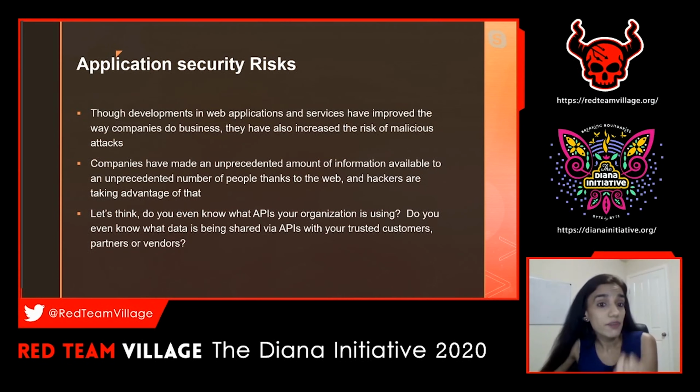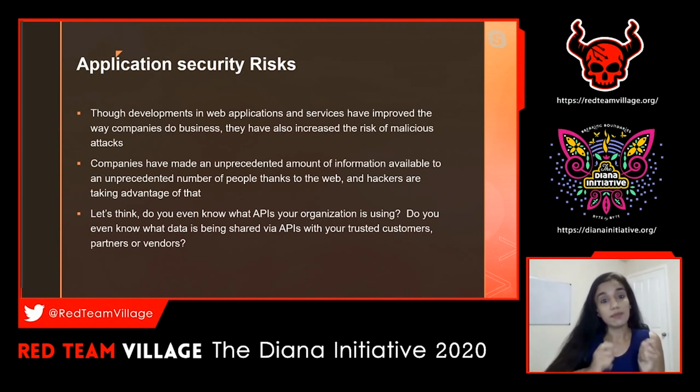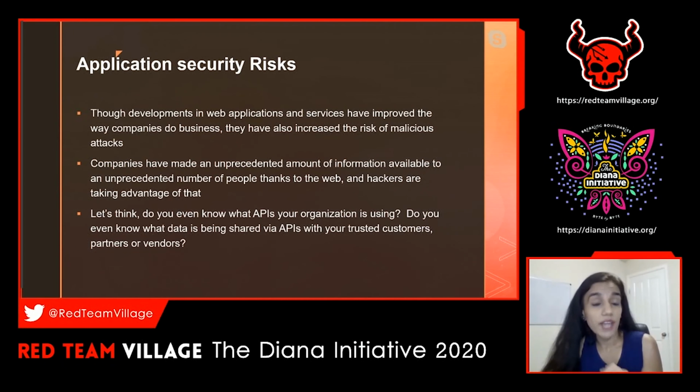Let's think, does everybody in the organization know how many APIs you are using? Do you even know what data is being shared in those APIs and how it's being shared, how your customers, partners or vendors are using those APIs? Many organizations are not even keeping their API inventory up to date. And if you're not aware of your APIs, how will you protect, secure, and monitor them? You need to enter all your APIs in an API registry, whether it's a new API or an old API. Ask your application security team to find those APIs and assess them as well.